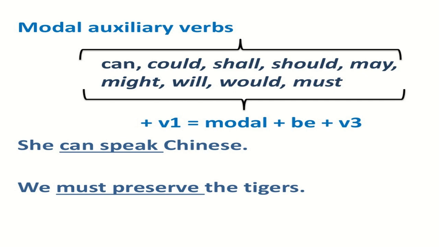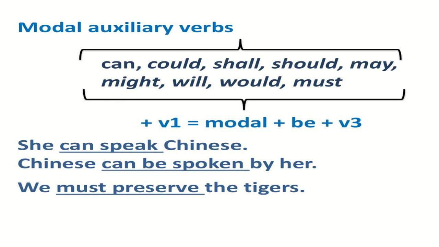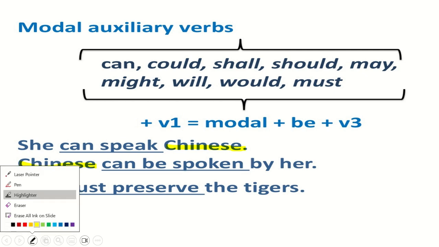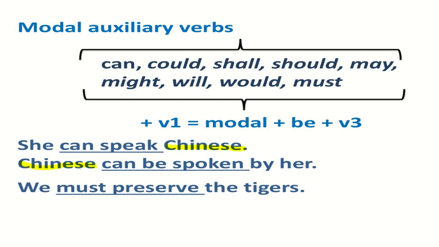The object, I take it to start my sentence with. So I say Chinese. What? Chinese can be spoken by her. What are the differences here? So Chinese, I started with my object, then I added be plus past participle. Then I added what? By here.